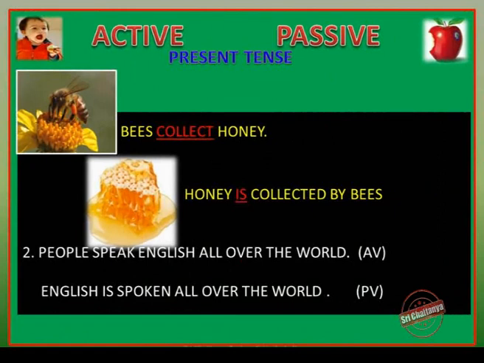Exercise 2. Present tense. Bees collect honey. Passive voice: Honey is collected by bees. 2. People speak English all over the world. Passive voice: English is spoken all over the world. Here we did not mention the subject people. That means English is spoken all over the world by the people. Since by the people is not to be mentioned, we can avoid the agent. Hence the passive voice remains: English is spoken all over the world.